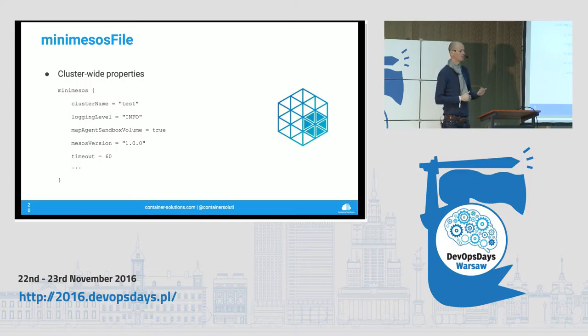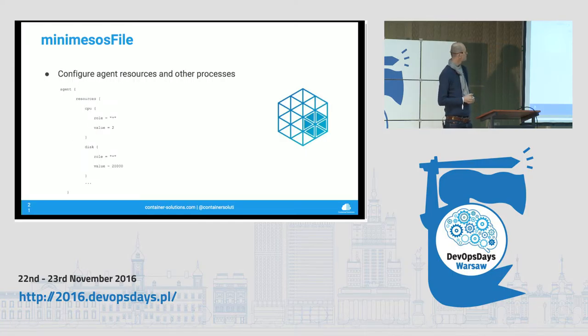Okay, so let's have a look at the mini Mesos file. We have a few cluster-wide properties, which means these are properties you can set once and they apply to all the containers. You can change the logging level, the Mesos version, timeout, things like that. And then we created a little DSL for the mini Mesos file. We have the idea of a block of configuration, in this case the configuration of an agent.